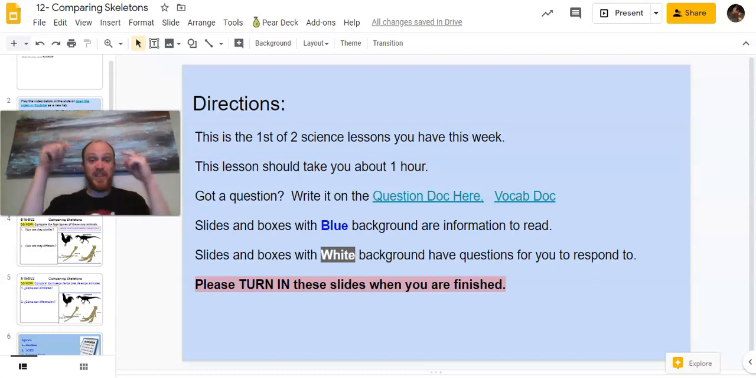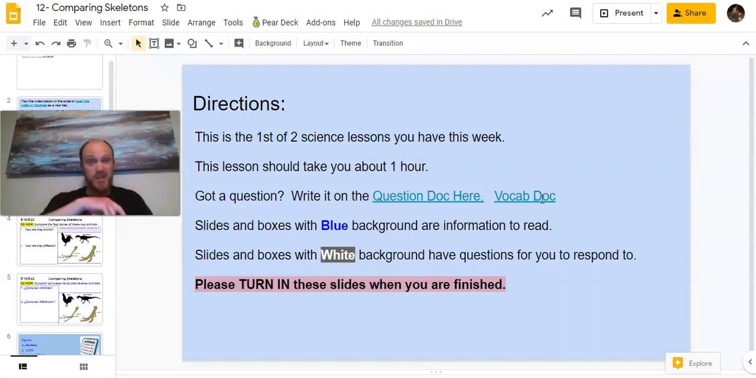See, there's two lessons this week. This is the first one. This should take you about an hour. We have this question doc here. Some of you are using it and it's been great, fantastic. And we have a new thing. This is a vocab doc. It has all the vocab words so far from this unit, keeping it running.